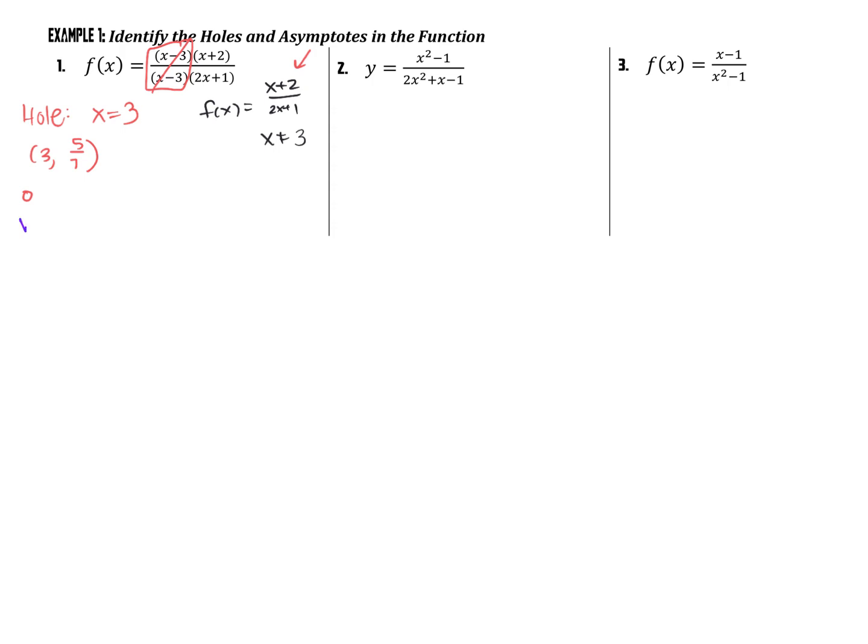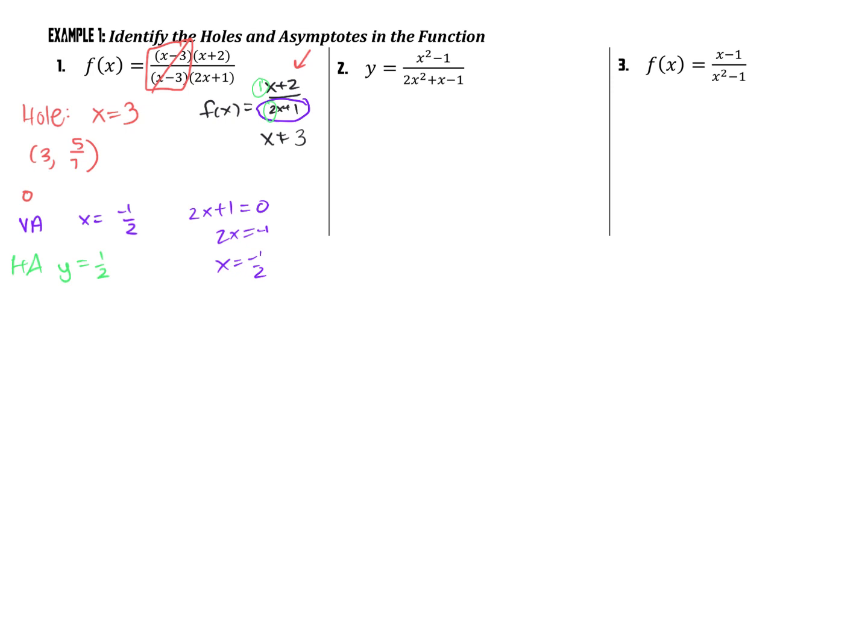Now, our vertical asymptotes are the x values that would make our denominator 0. So what would make our denominator 0? 2x plus 1 would be 0 if x was equal to negative 1/2. To find our horizontal asymptotes, we divide the coefficients in front of our x's. So both of our x's are first degree. So there's an invisible 1 in front of that x, a 2 in front of the x in the denominator. So there's a horizontal asymptote when y is equal to 1/2.